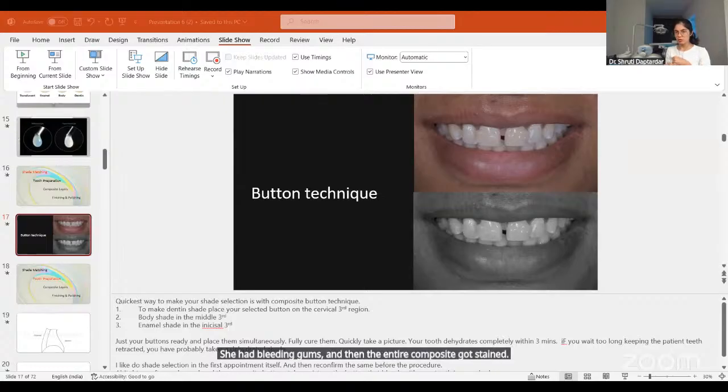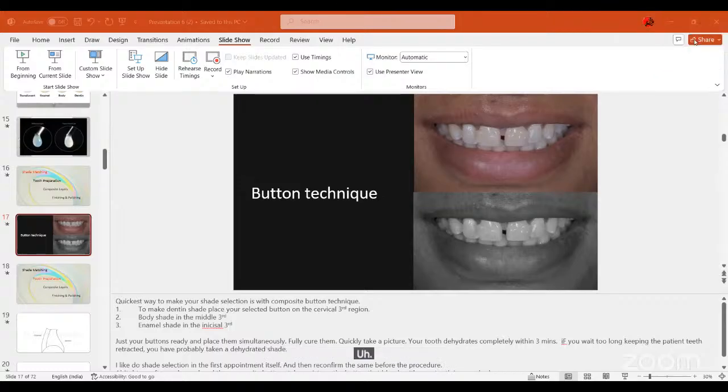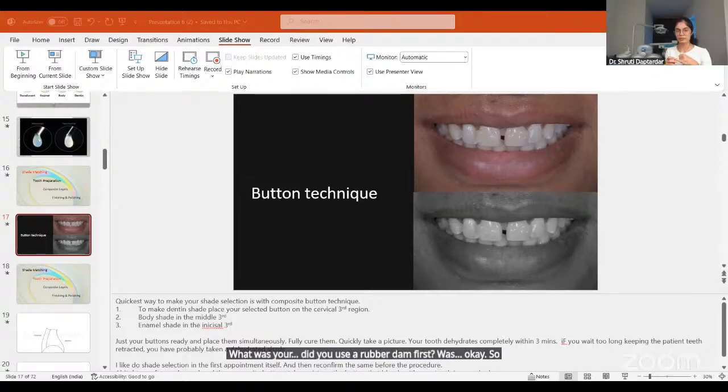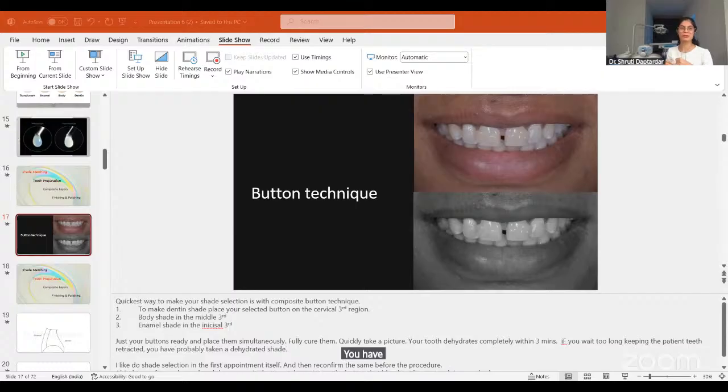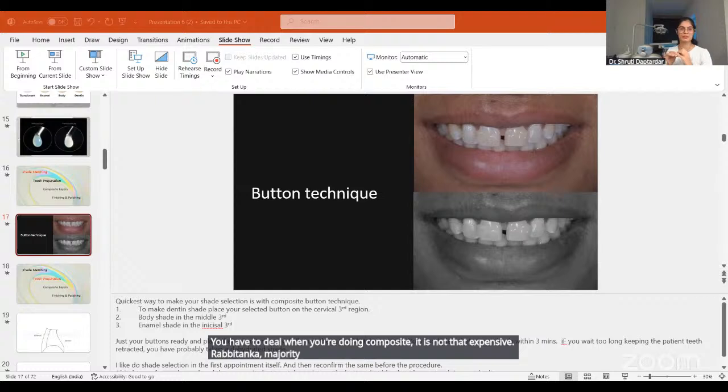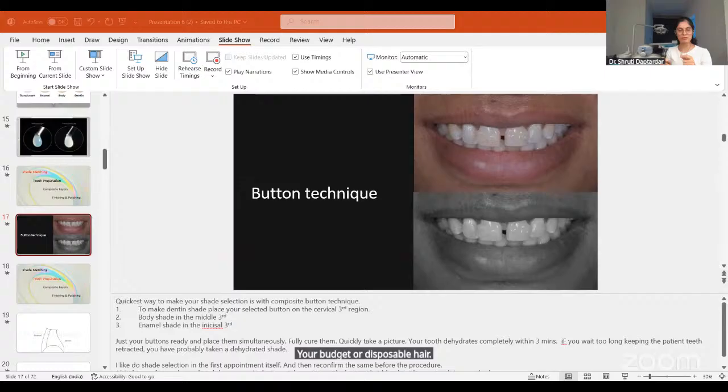Did you use a rubber dam first? No, ma'am. Mostly in India, we don't use a rubber dam. You have to, dear, whenever you're doing composite. It is not that expensive. The majority of the rubber dam kit is your investment. What is disposable is only the sheets, which is barely 18 to 30 rupees per sheet. So we are charging a decent amount for a composite. Learn to do rubber dam.